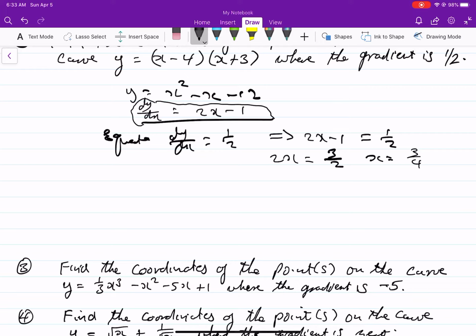And now that we know the x-coordinate of the point, we simply go back to the original equation to find the y-coordinate of that same point. The original equation was y is equal to, I'm going to use the expanded form, x squared minus x minus 12. y is equal to x squared, 3/4 squared, that's 9/16, minus x, which is 3/4. 3/4 is 12/16, and then minus 12. I hate fractions. 9/16 minus 12/16 is minus 3/16, and then minus 12.